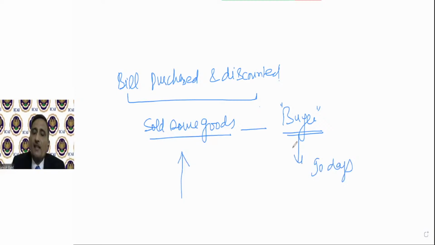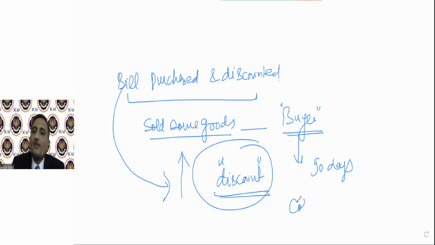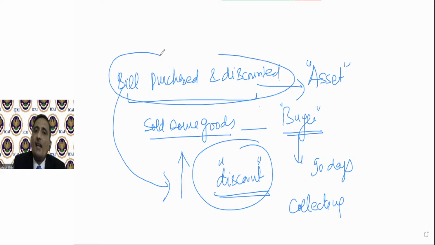So can you purchase this bill? Can you discount this bill? So the banks would purchase that bill, discount that bill after collecting interest and charges. Again, this would appear in the balance sheet of the bank as an asset under the head advances, bills purchased and discounted.